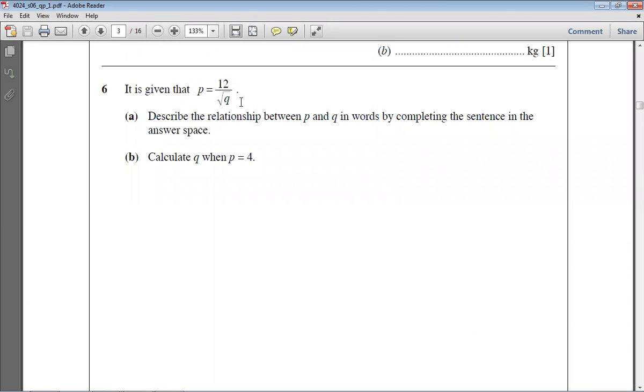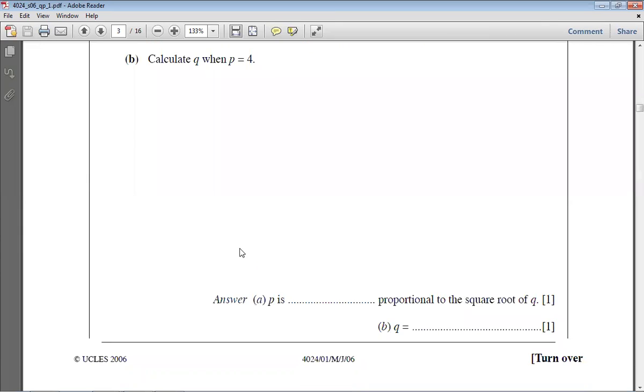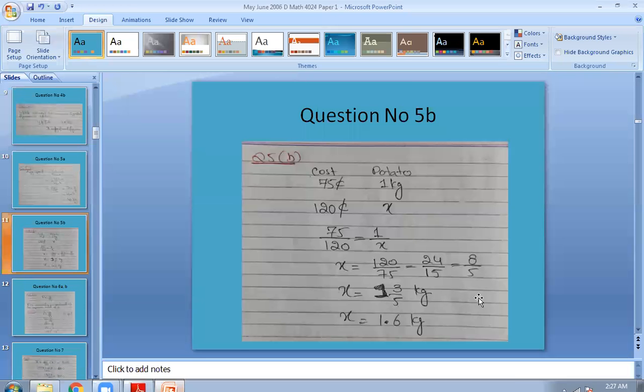You see, these two are variables. This is a constant, and this is because downstairs. So I can easily tell you that P is inversely proportional to the square root of Q. So then he says calculate the value of Q when P is 4. We can use this formula and we can find the value of Q. And it's how many marks? 1 mark question. Let me show you.